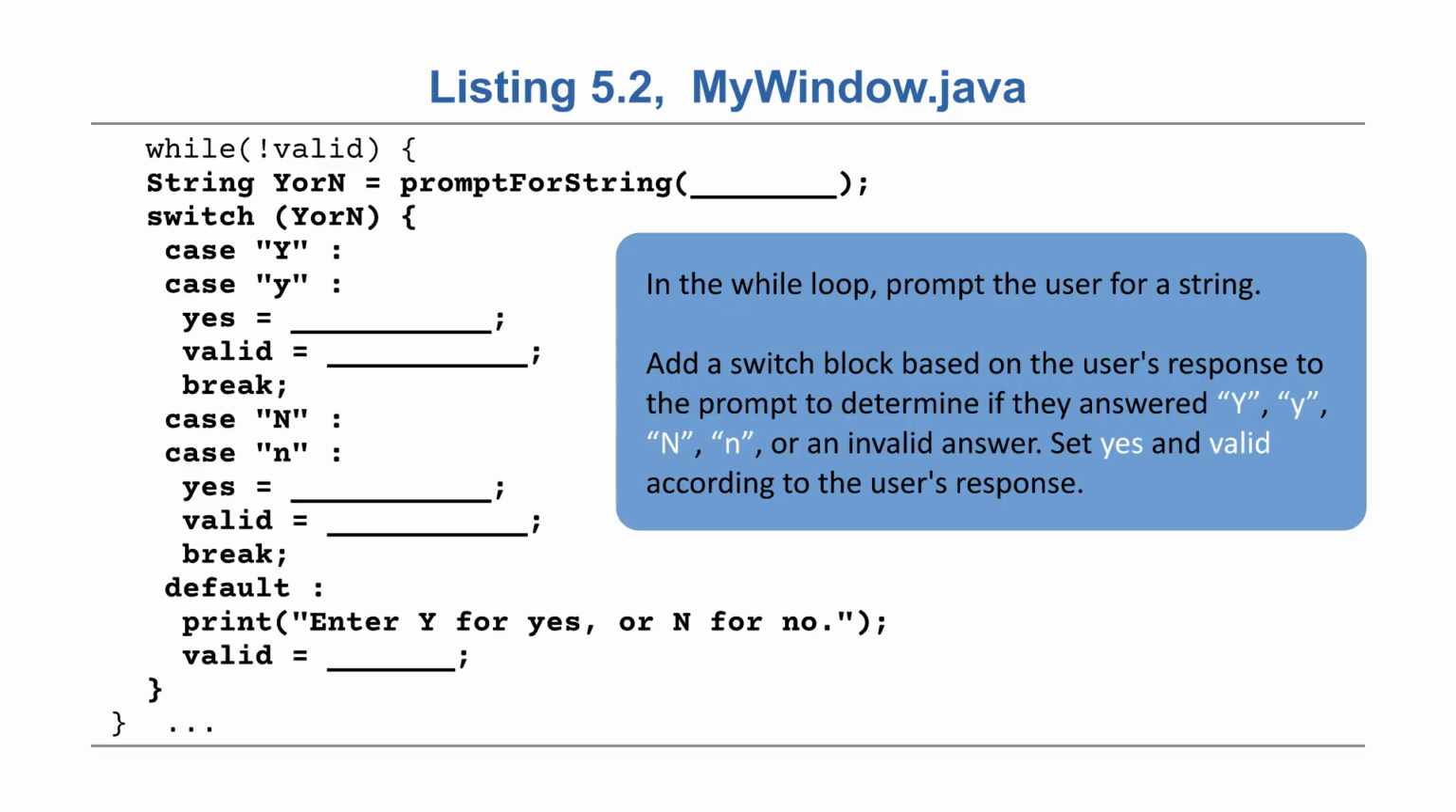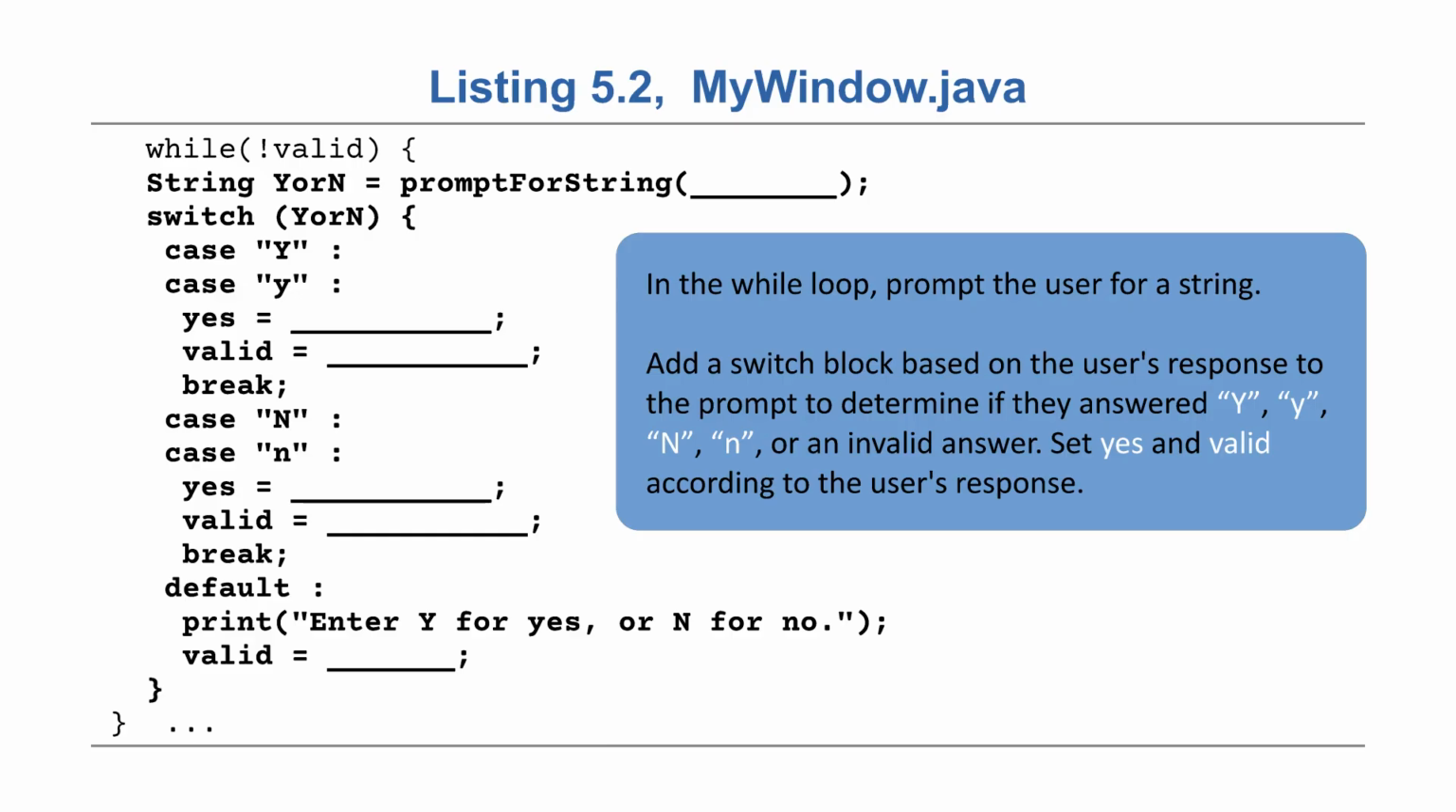Next, in the while loop, prompt the user for a string. Hint: use MyWindow's promptForString method. Hint: use the prompt string that was passed as a parameter to this method. Then add a switch block based on the user's response to the prompt to determine if they answered uppercase or lowercase y or n, or an invalid answer. Set yes and valid according to the user's response.